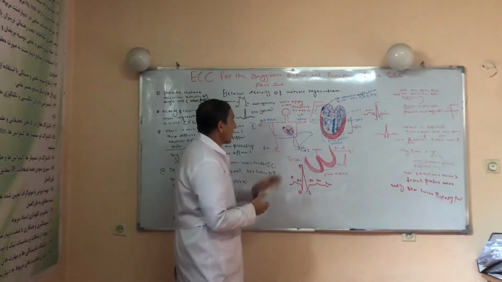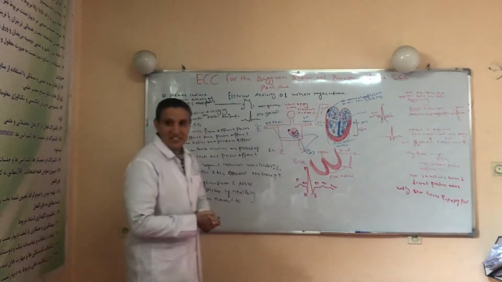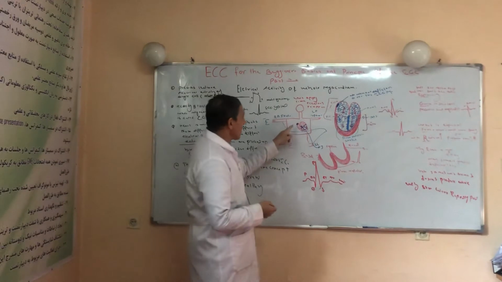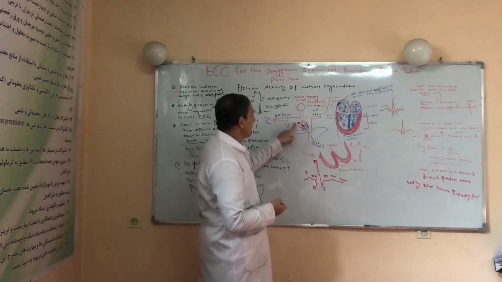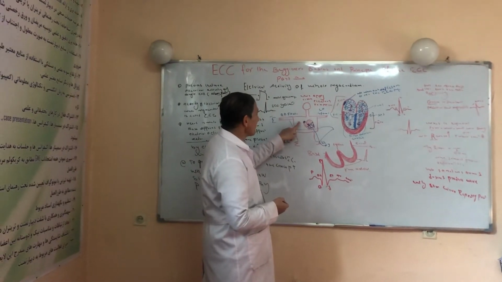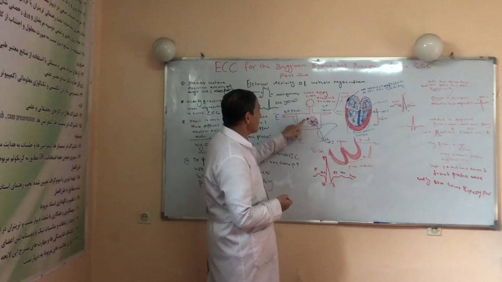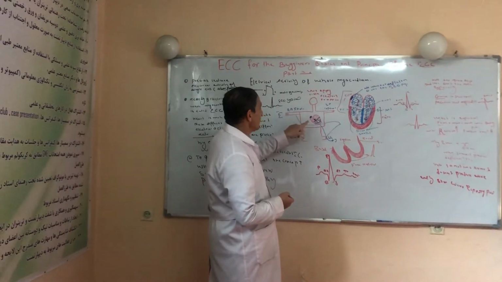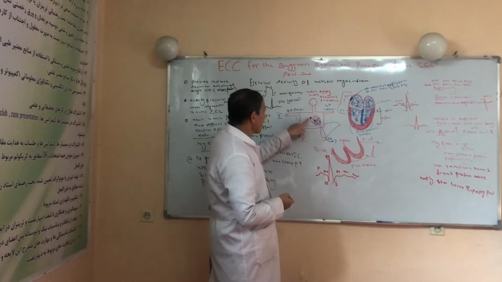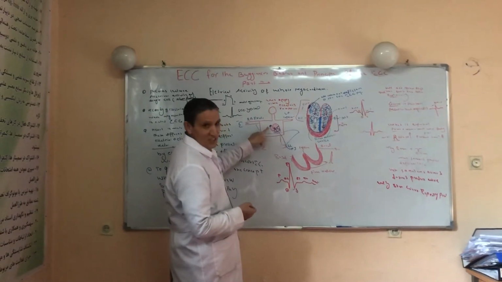So right now we will start our lecture from the SA node. Why from the SA node? The SA node is located in the upper portion of the right atrium, the posterior part of the right atrium. The SA node is a small node, a small tissue made of few cells, and depolarization of the SA node depends on the calcium channel. The calcium channel is a slow channel.